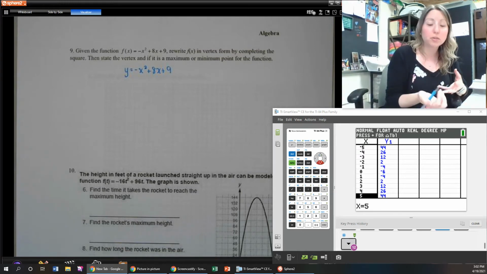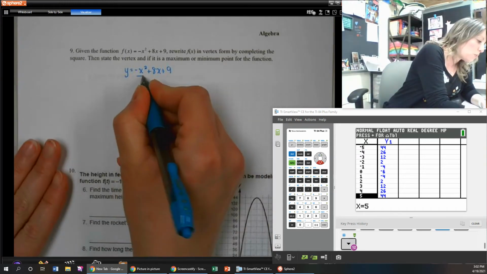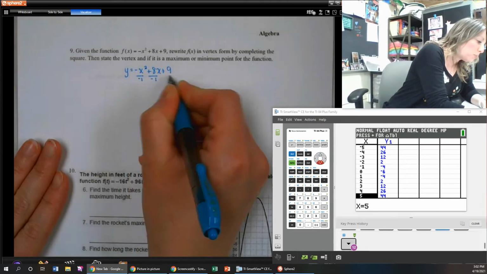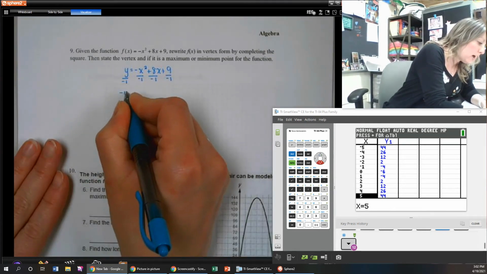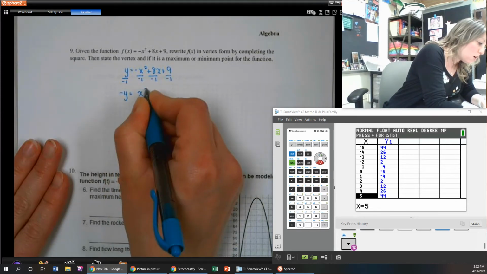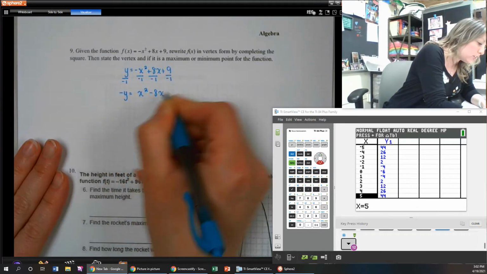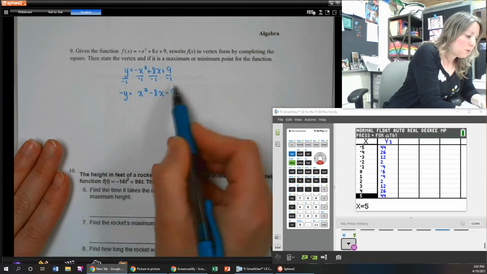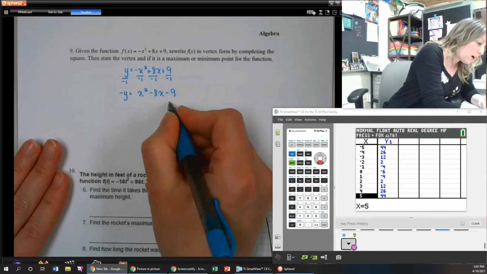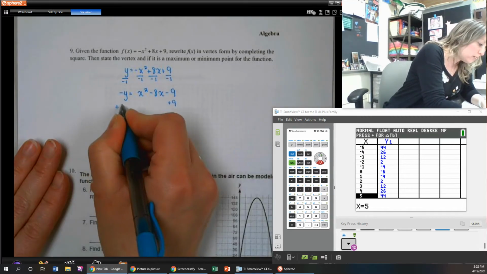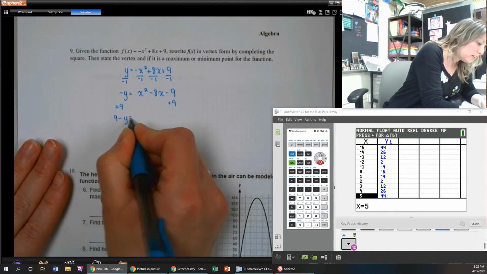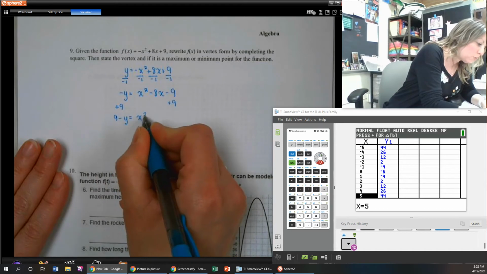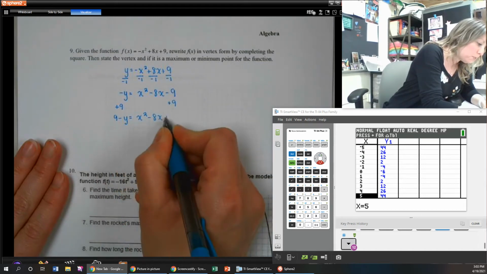Now, before I can complete the square, I need my x squared to be just with a positive 1. So I am going to divide everything by -1, which changes all of these signs. And now this is not the C term I want. So I am going to bring this over here. So I've got 9 minus y equals x squared minus 8x plus blank.